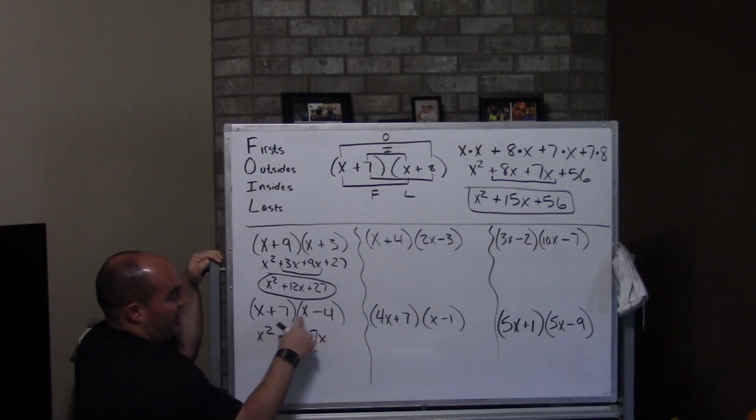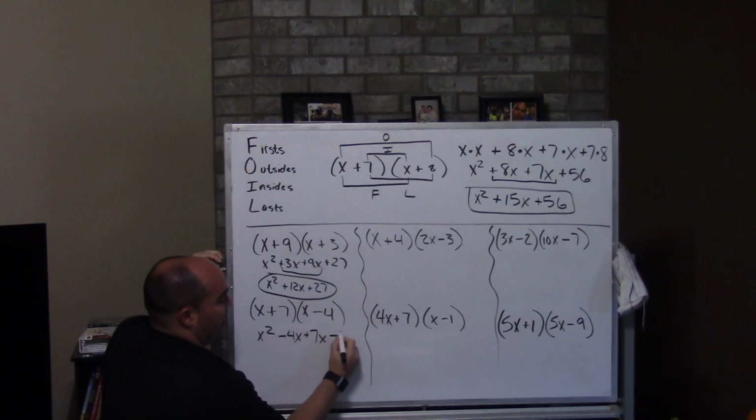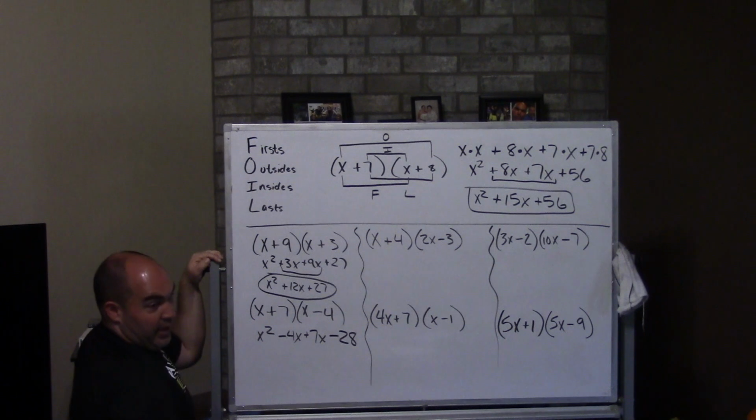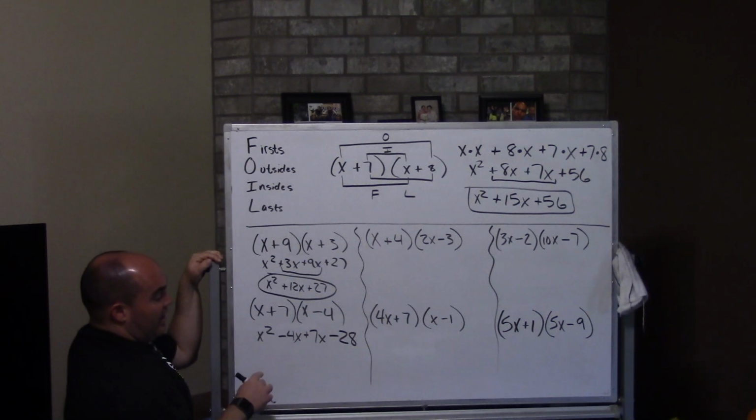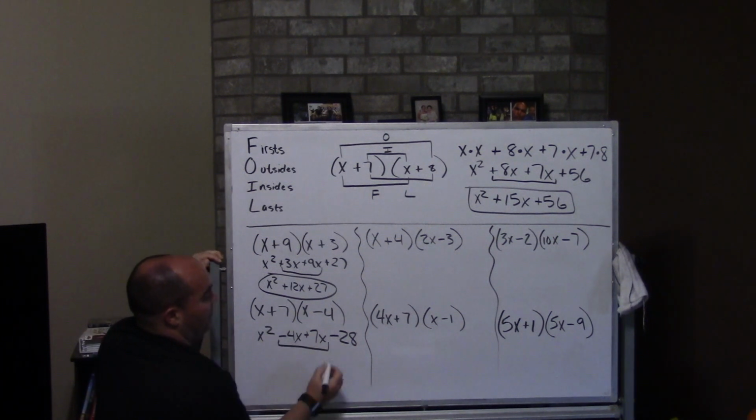And last is 7 times the negative 4. So 7 times the negative 4 is going to be negative 28. Alright? So, same thing again here. Our like terms are in the middle. Nice and simple for us.